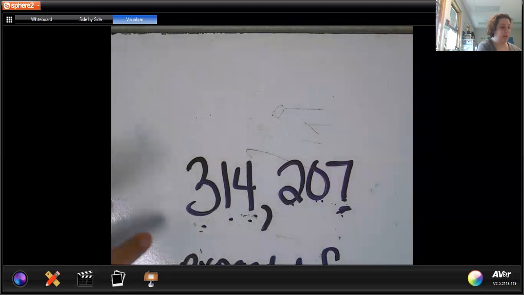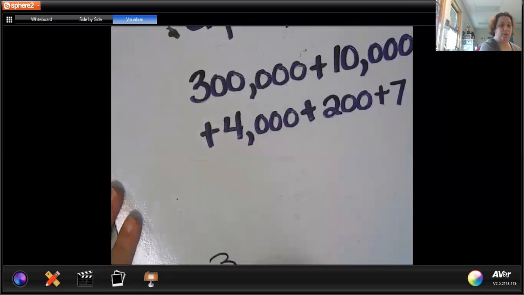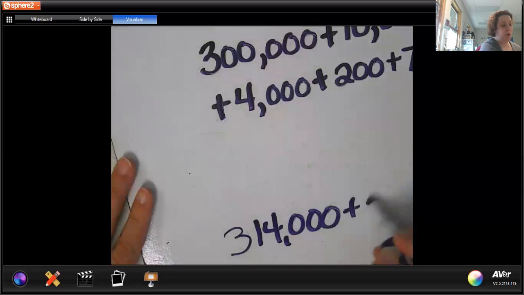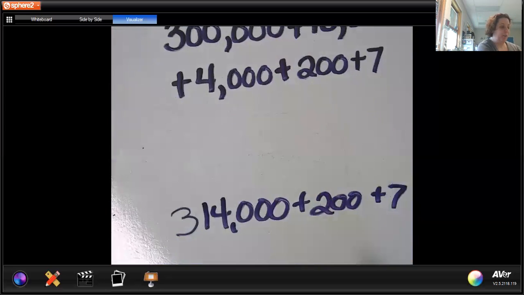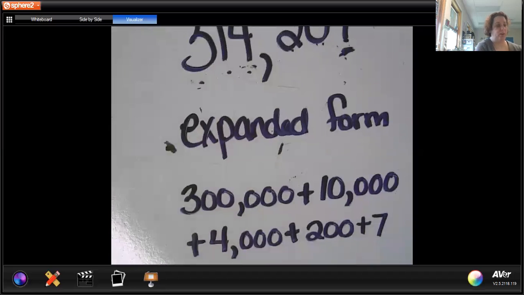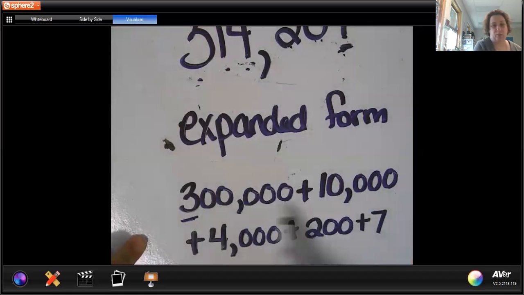So I'm getting things like this. You're writing like 14,000 plus 200 plus 7. So the end of it's right, but every number has to have the zeros after it. So that's the difference between what you're doing and what you need to have for these. Every number, when you're doing expanded form, there should be 1 digit and all the rest should be zeros.